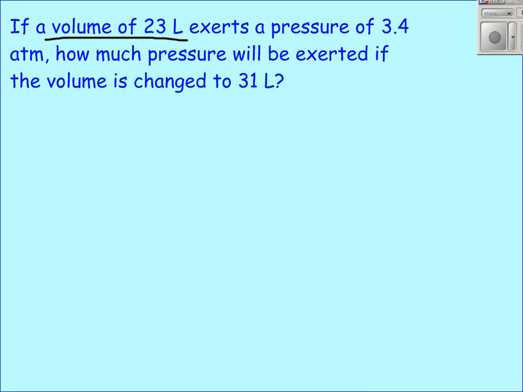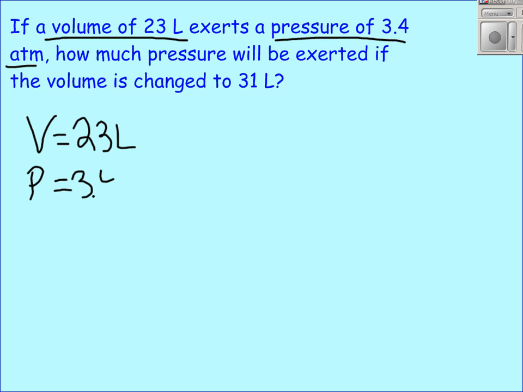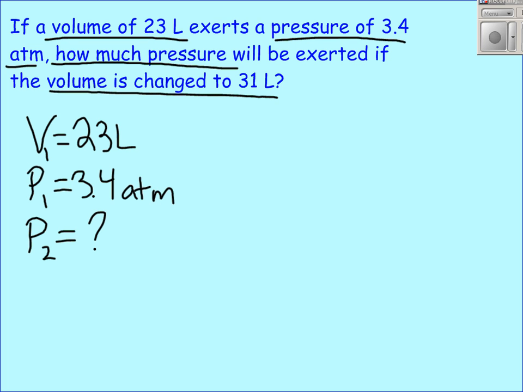If a volume of 23 liters, so right away I know that I have a volume, exerts a pressure of 3.4 atmospheres, so now I have a pressure, and since these two go together, I know that this is my V1 and my P1. How much pressure then, so I know I'm solving for another pressure, which must be my P2, will be exerted if the volume is changed to 31 liters. My V2 must be 31 liters.